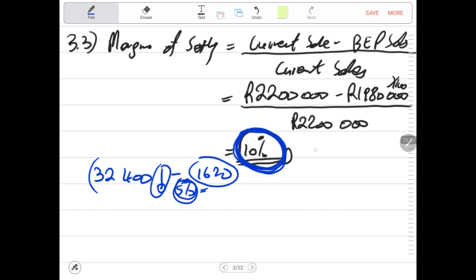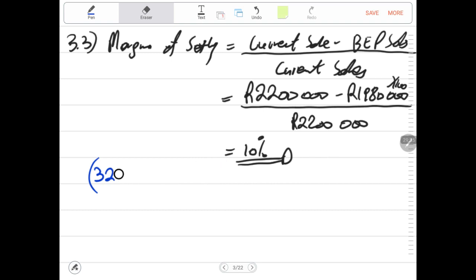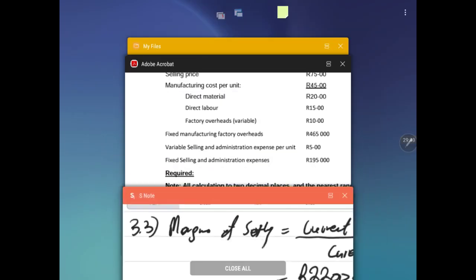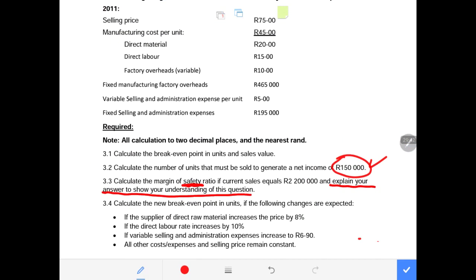And immediately now, when the sales decrease by 11%, then the company is already making a loss of 1%. Now, that is what the margin of safety means. And I hope I made myself very clear on that. It's very important to be able to explain your understanding of the margin of safety percentage. What does it mean? What is your understanding?